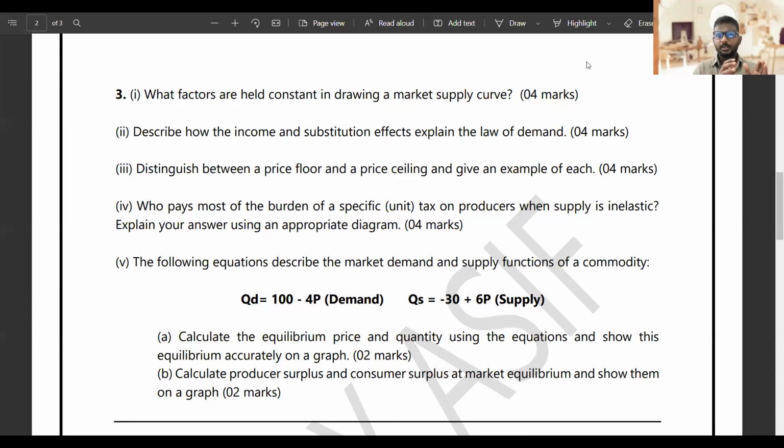With this question, I think last class itself, we moved into competency 2, because supply, demand and all we talk about in competency 2. So the first question was what factors are held constant in drawing a market supply curve. Since we have talked about the question in the previous session, I'll be moving on to the next one. Describe how the income and substitution effects explain the law of demand.